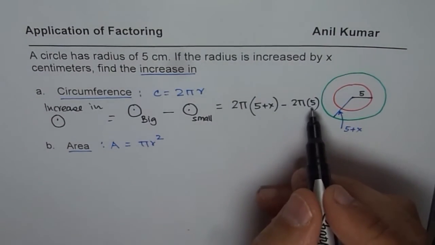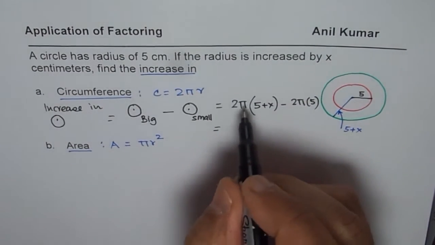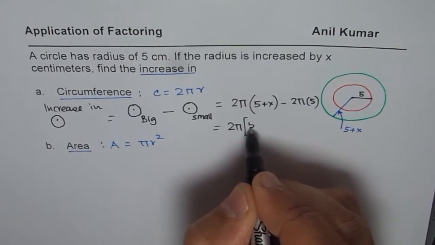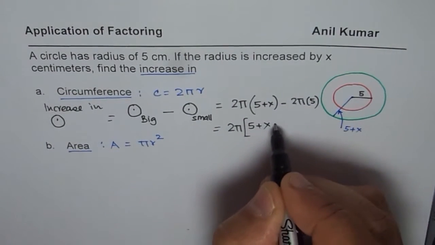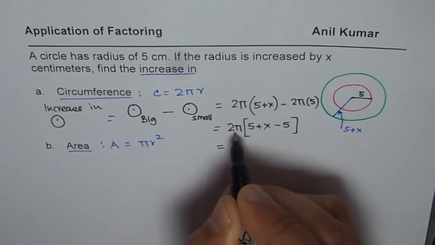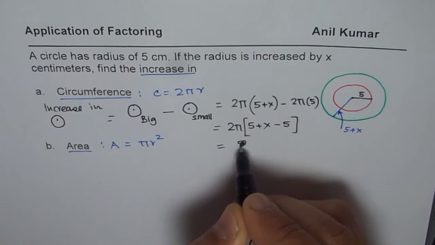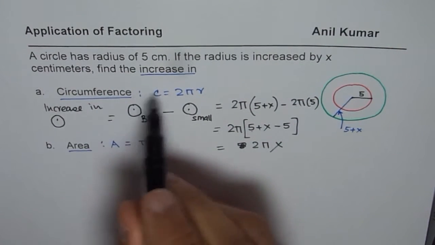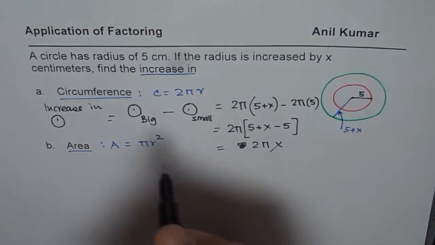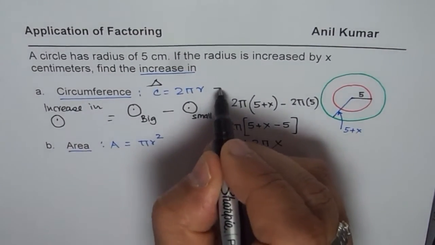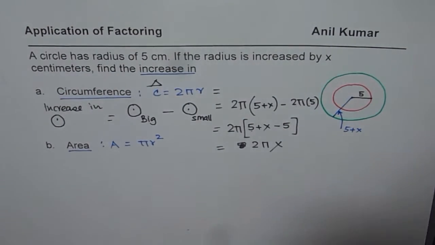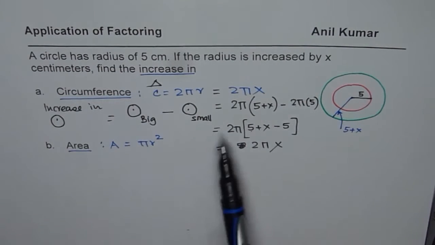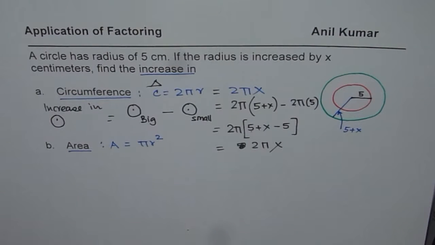Now let's use factoring techniques to factor. So what you can do is you can factor out 2 pi. Once you do that, you get 5 plus x, minus 5 in the brackets, right? Now solving, we get 2 pi, 5 minus 5 is 0, 2 pi x. So the increase in circumference is indeed 2 pi x, right? So we can say increase, delta, is equal to 2 pi x. So that is the answer for us, right? So using factoring, we can solve such questions.